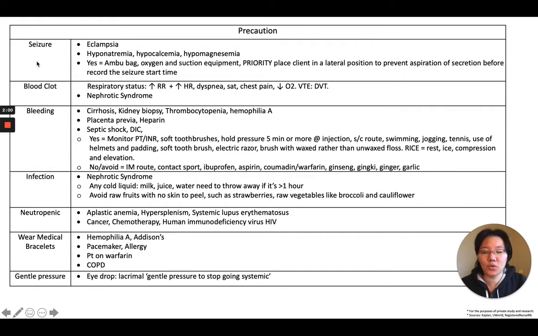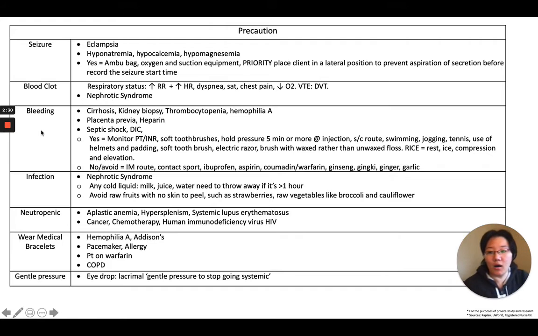Precautions. I like to include precautions because they give you a condition and then ask what precaution you should apply. For seizures, if the patient has epilepsy, hyponatremia, hypocalcemia, or hypomagnesemia, then you probably want to put them on seizure precautions. Here I also include equipment: Ambu bag, oxygen, and suction equipment.